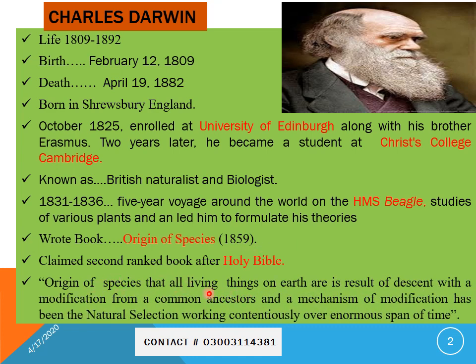Origin of Species says that all living things on the earth are a result of descent with modification from a common ancestor, and the mechanism of modification has been natural selection working continuously over an enormous span of time. According to Darwin, there is an origin of organisms from a common ancestor, meaning in the past there was a common point.